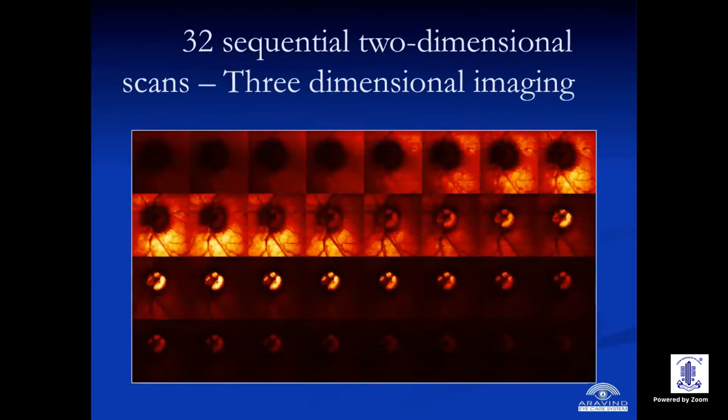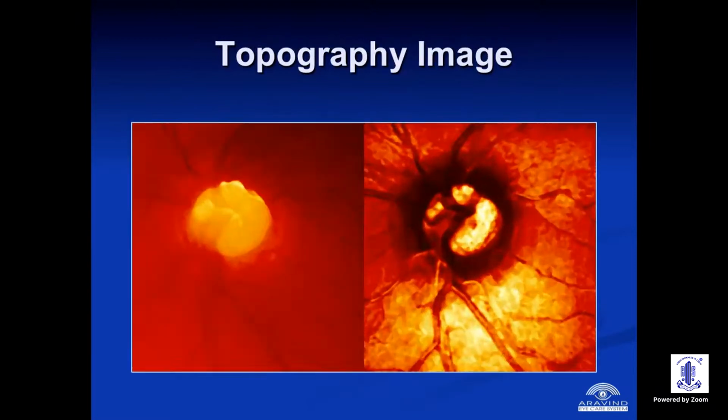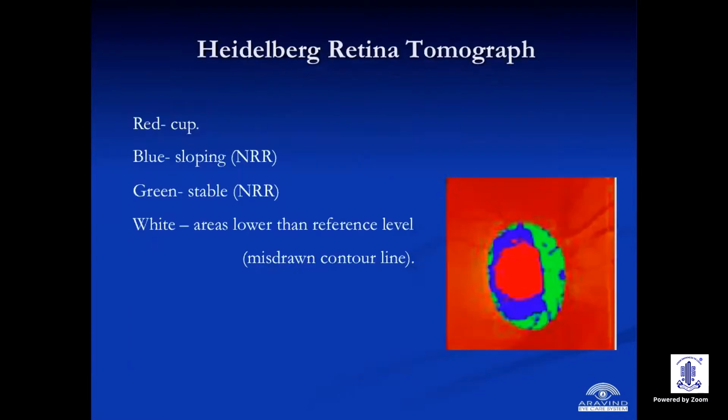And a three-dimensional image is acquired as 32 consecutive and equidistant optical section images, and topography images are computed from the acquired three-dimensional image. So this is the topographic ONH map you see in the HRT. The red area marks the cup, and the green and the blue area marks the neuroretinal rim.